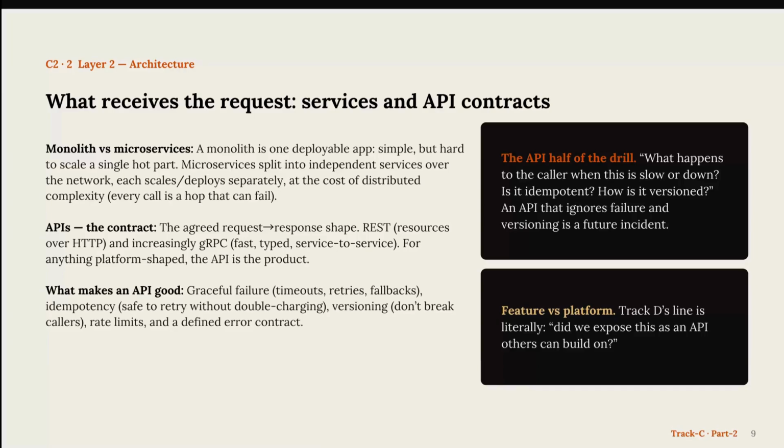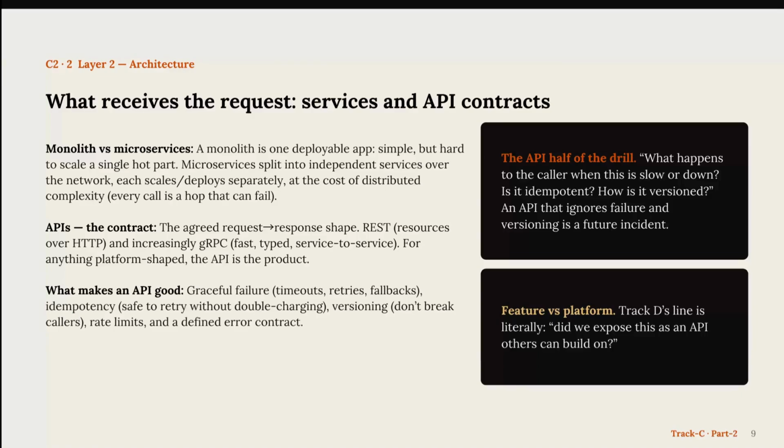Okay, what makes an API good? We need to ensure that there is graceful failure. There is enough timeout. The number of retries that can be done is set. Fallbacks. What happens if the API goes down? What happens if the API doesn't give the response? What happens? Idempotency. If you're trying to do something and it doesn't work, or it happens twice, we need to avoid double charging.